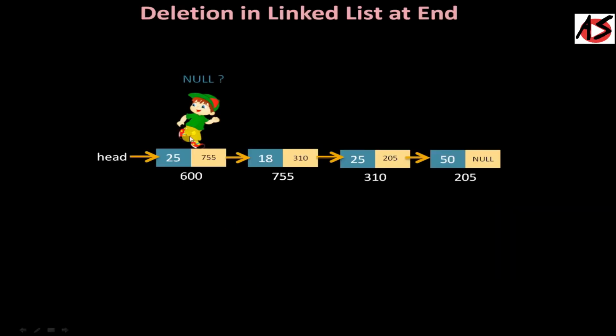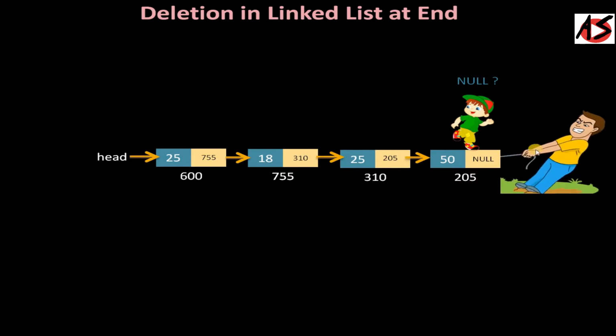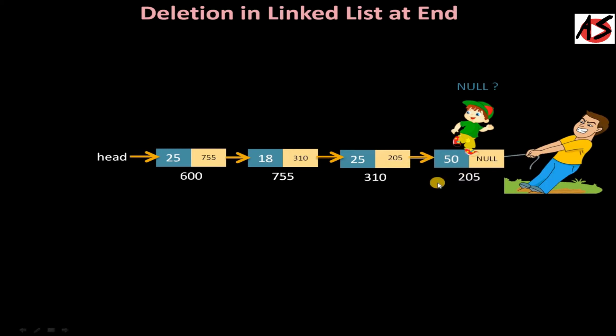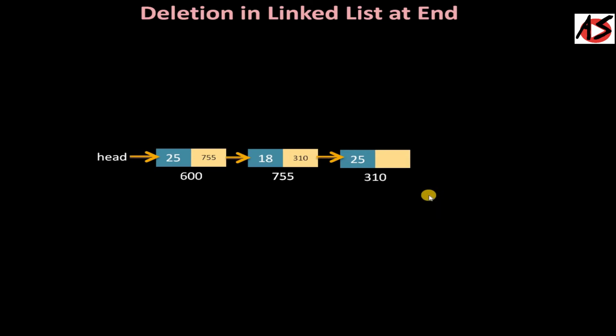This little boy wants to delete the last node. He knows the last node always contains a null pointer, so he is looking for the null. So he is jumping to the next node, next node, and when he finds the null, he calls one person to pull the node, that is the last node. The person pulled the node and the node has been deleted.